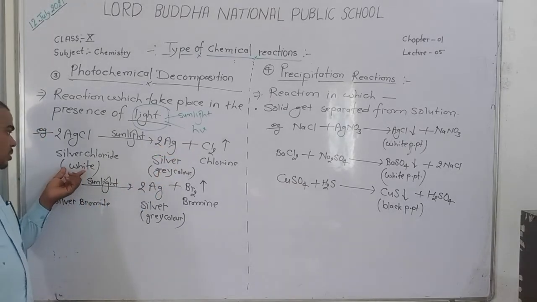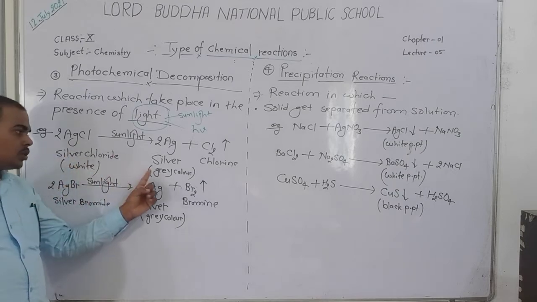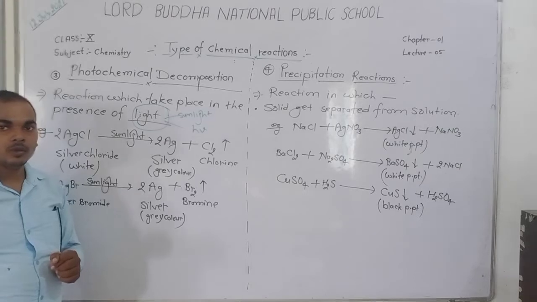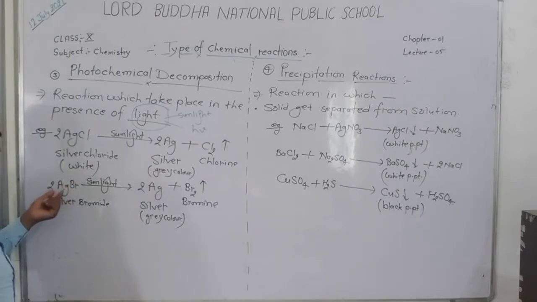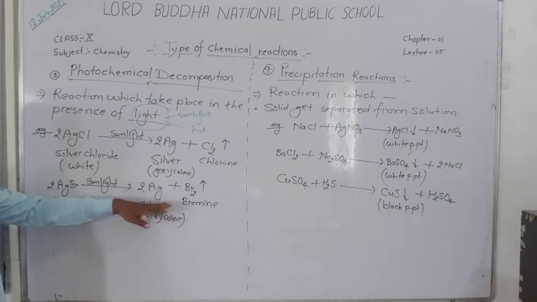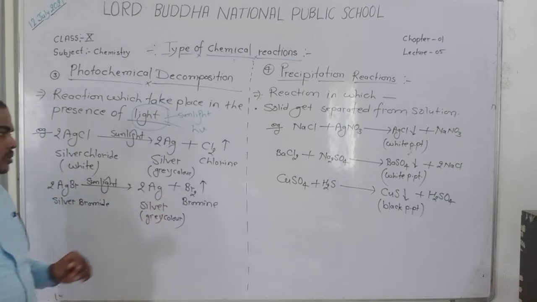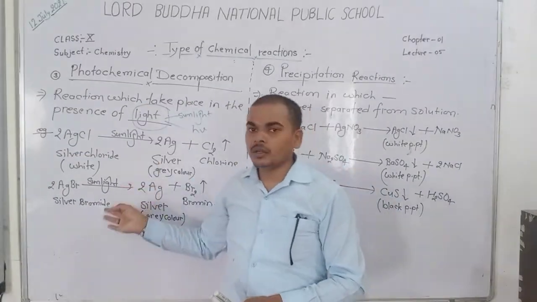The white silver chloride converts into grey colored silver. Okay. Next example. Similarly, silver bromide. When silver bromide is in the presence of sunlight, it also converts into silver, grey colored silver, and bromine as a gas. These are the examples of photochemical reactions.